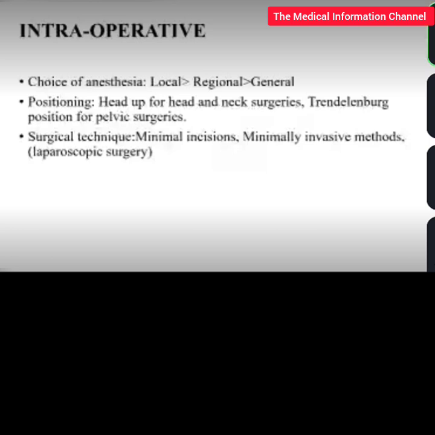Intra-op, choice of anesthesia: local anesthesia is better than regional anesthesia, and regional is better than general in preventing excessive hemorrhage. Then proper positioning is also important: head up positioning for head and neck surgeries, and minimal positioning for pelvic surgeries. Then the surgical technique: minimal incisions will help. So minimally invasive methods like laparoscopic surgery can also prevent excessive bleeding.